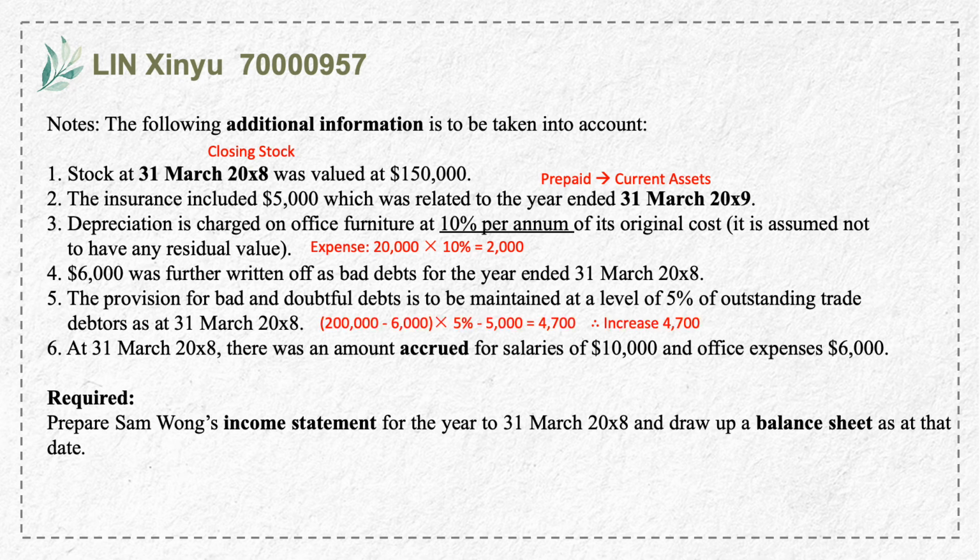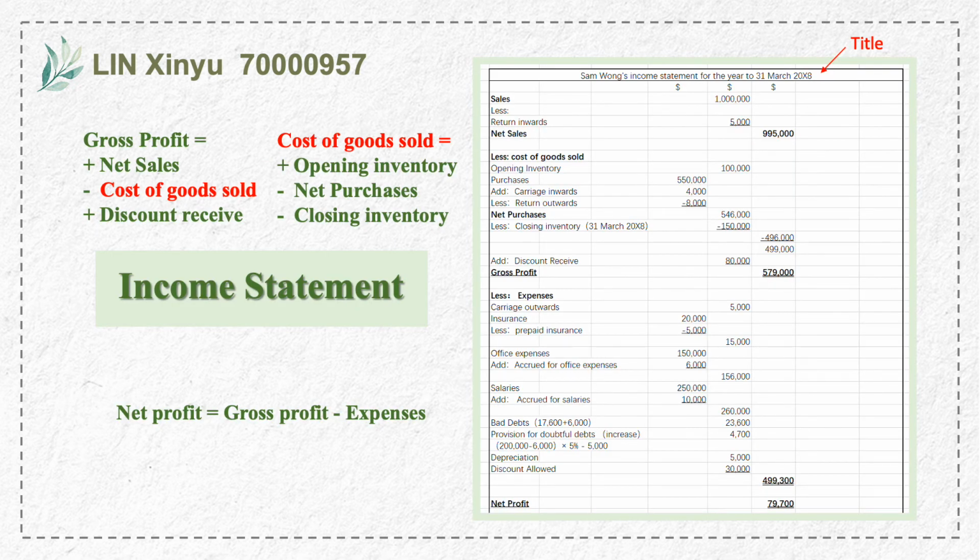And then we should use this year's debtors 200,000 minus $6,000 for the written off, and times 5%, minus last year's provision for bad debt, and we can know this year's has increased $4,700 compared with last year's. The last one is the accrued. So this is liabilities.